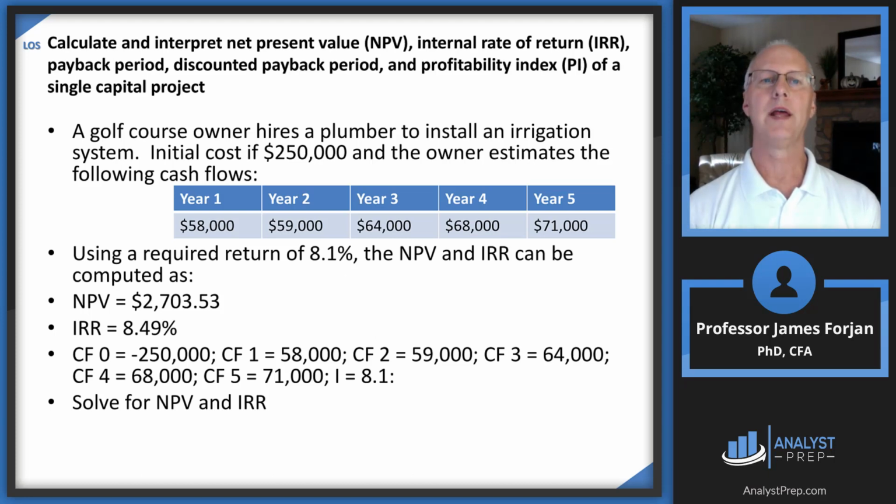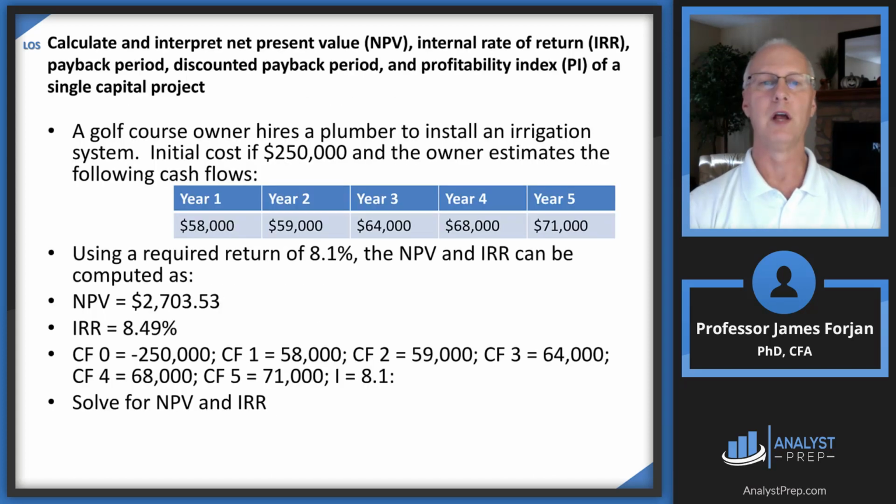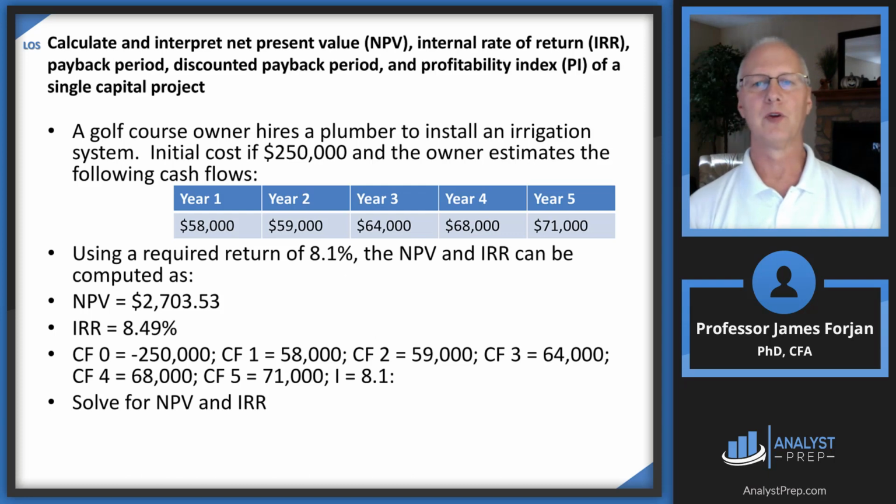Now let's go ahead and calculate the net present value and internal rate of return for a project that has multiple years, right? This project back here just had 1 year. So let's go to my golf course owner, who hires a plumber to install an irrigation system, initial cost $250,000, and the owner estimates the cash flows are going to be. So we're out $250 today. So we hire the plumber, we pay him $250, and what does he do?